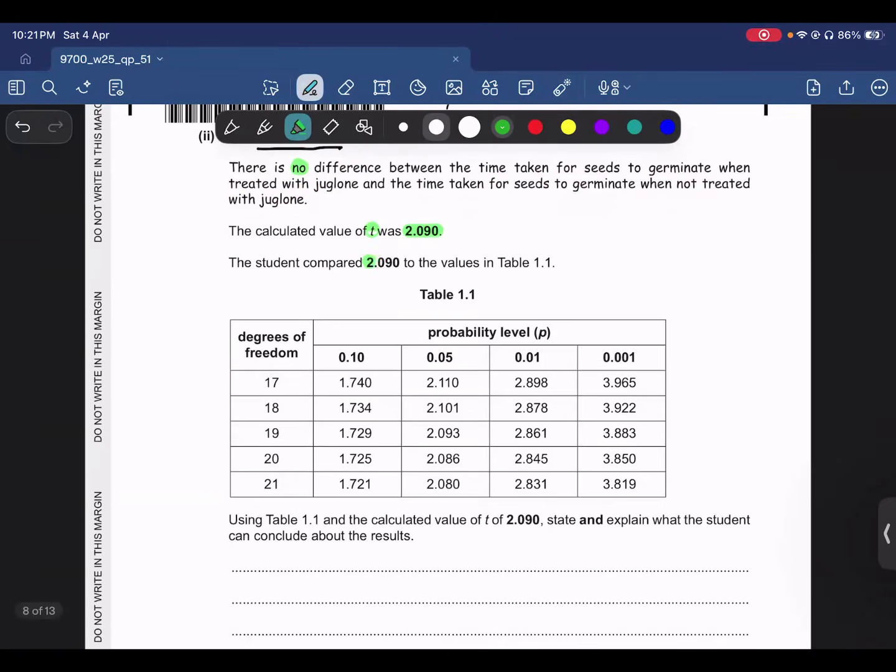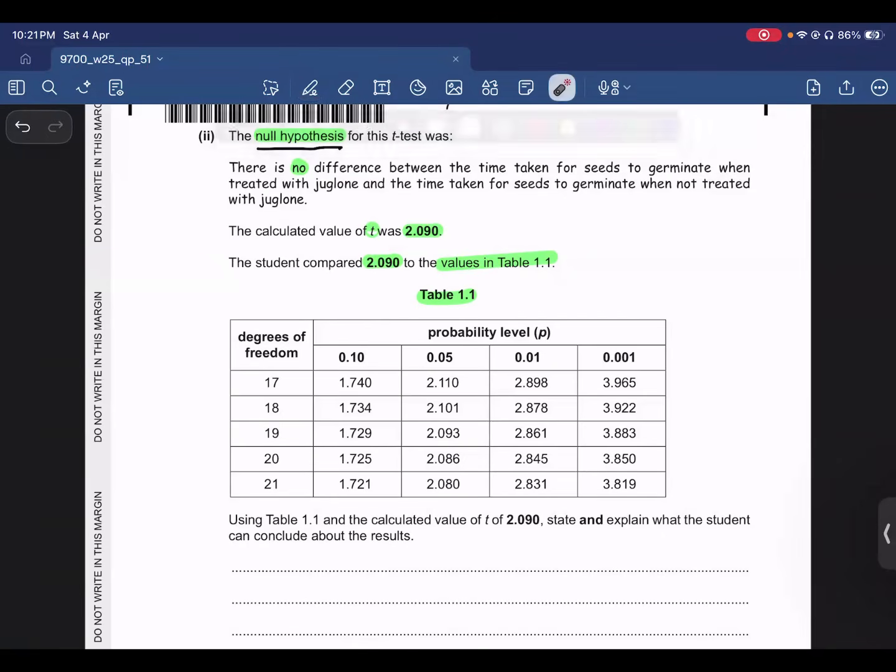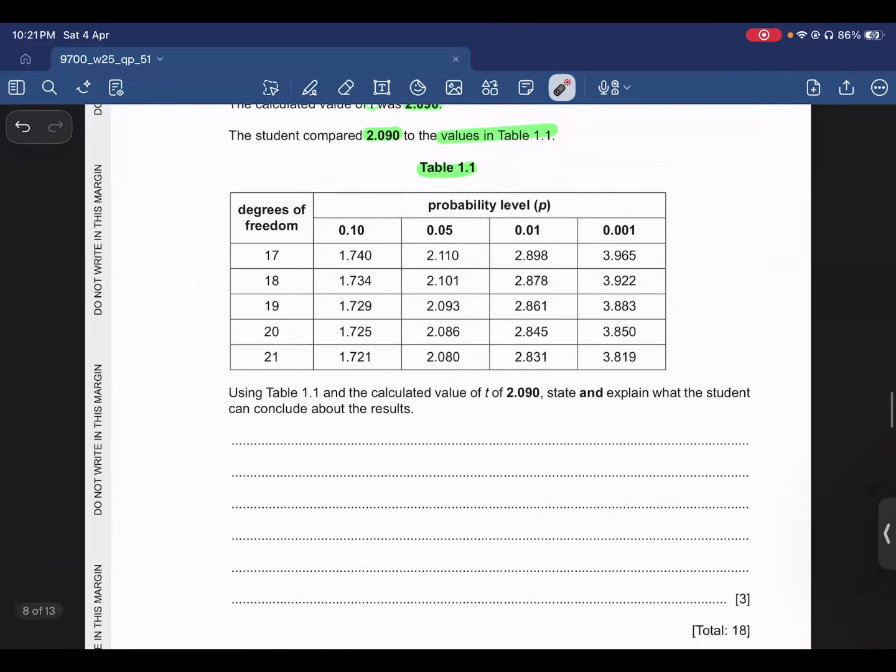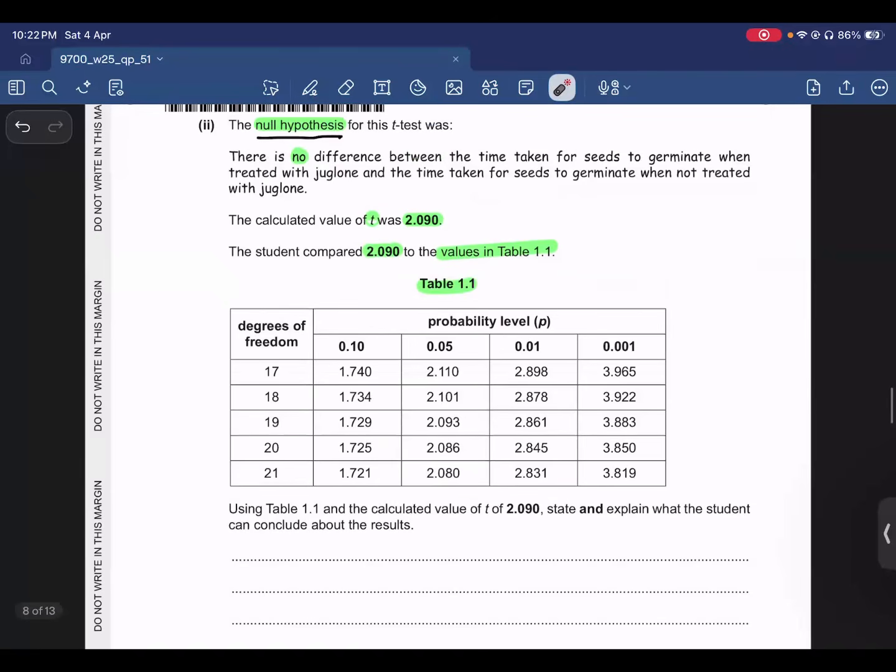स्टूडेंट ने compare किया 2.09 to the values in table 1.1. Exactly the same thing जो हमने Pearson experiment में पढ़ी है, p equal 0.05 वाला topic. Exactly same thing. Using table 1.1 and the calculated value of 2.09, state and explain what the student can conclude. So हमारी value है 2.09. What is our critical value of t right here?